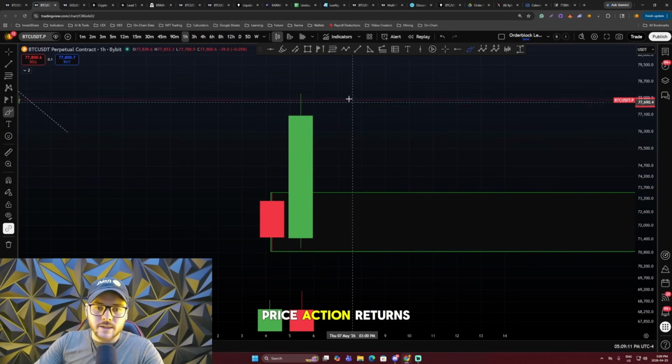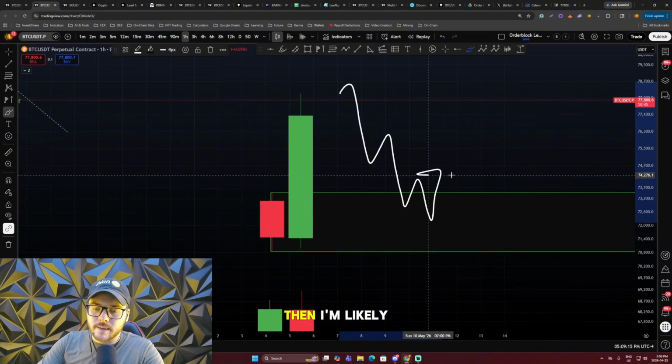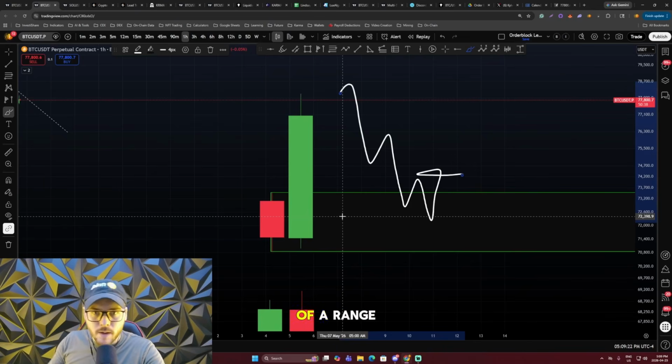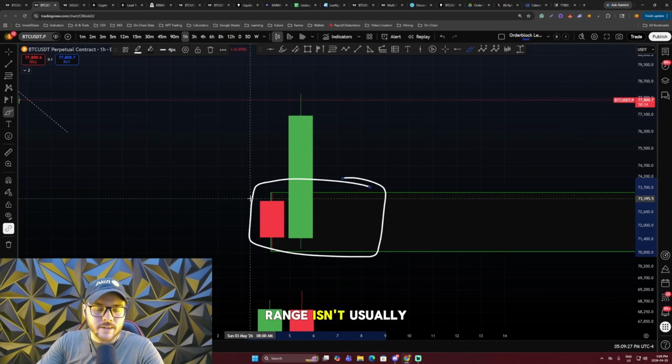So when price action returns back to this area, if I see a bullish change of character off it, then I'm likely going to take that too. It all depends on the positioning. Where are we in the charts? Are we at the bottom of a range? Are we at the top of a range? Because taking these at the top of a range isn't usually a good idea.